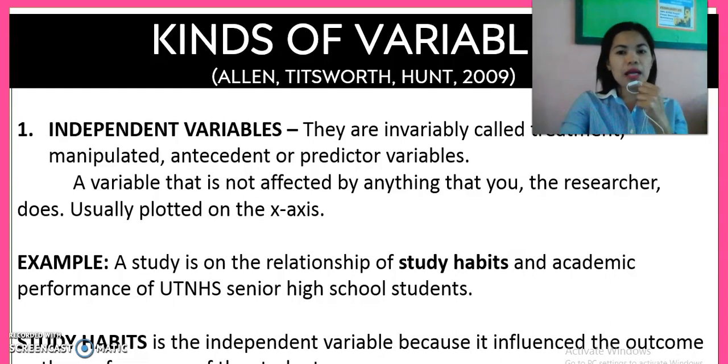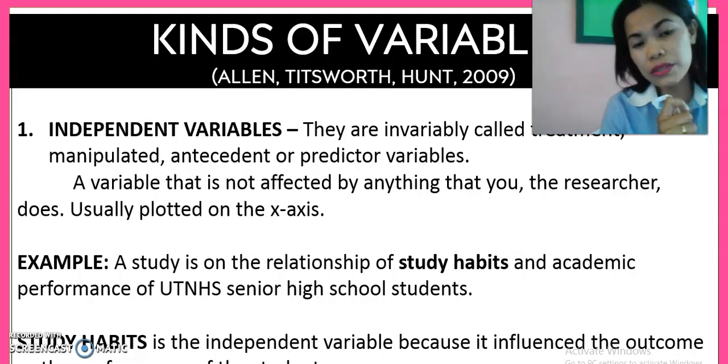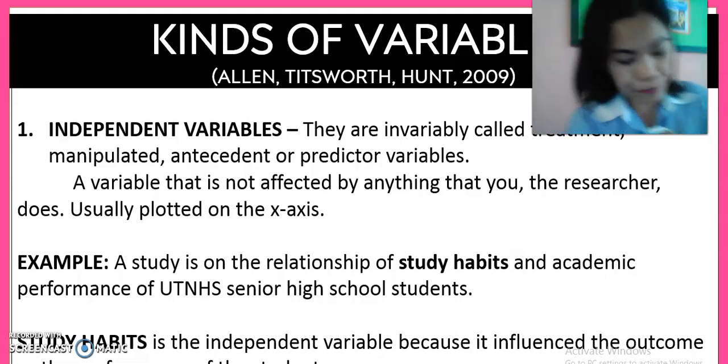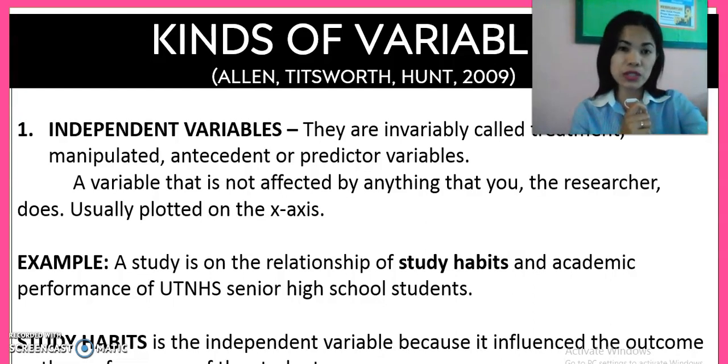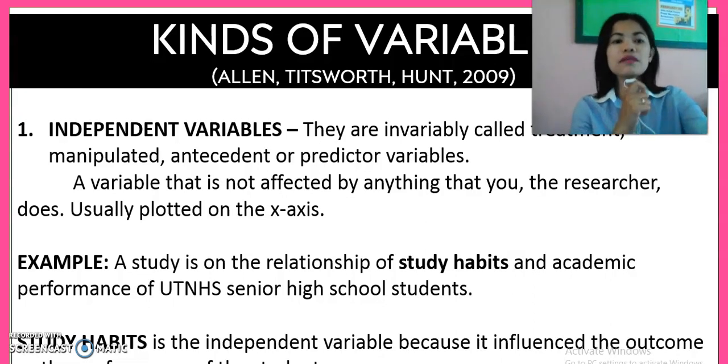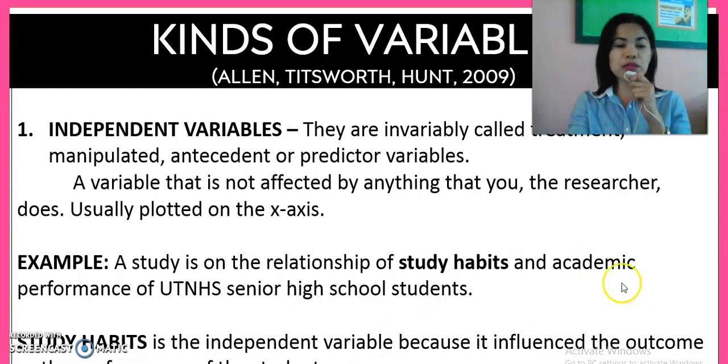Okay, kinds of variables. The types of variables that we have earlier were continuous and discrete variables. Under continuous variable we have ratio and interval variable, and under discrete we have nominal and ordinal variables. So let's go to the bigger kinds of variables. First one is independent variables.